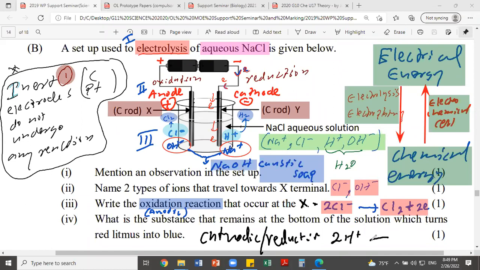2H plus become H2 gas. Therefore, if you pass electricity through NaCl solution, you can get three valuable products: chlorine gas, hydrogen gas and caustic soda. Now, what is the substance? Last one is very important.